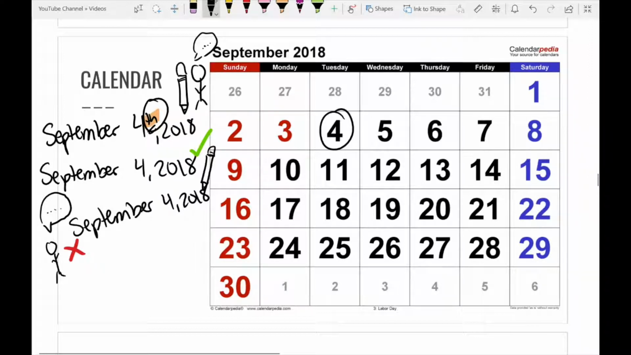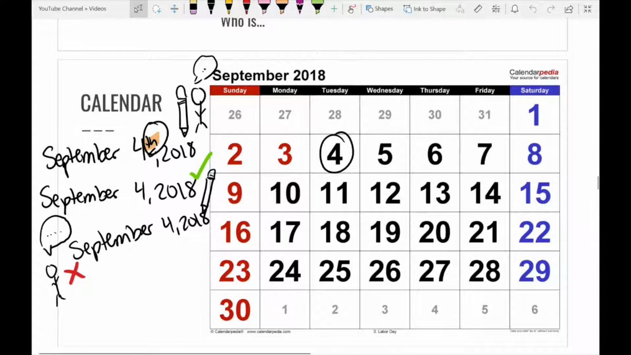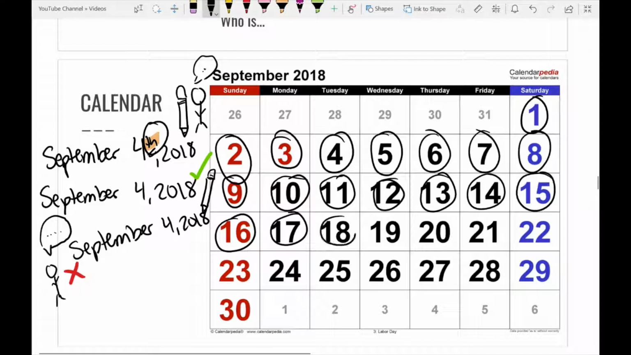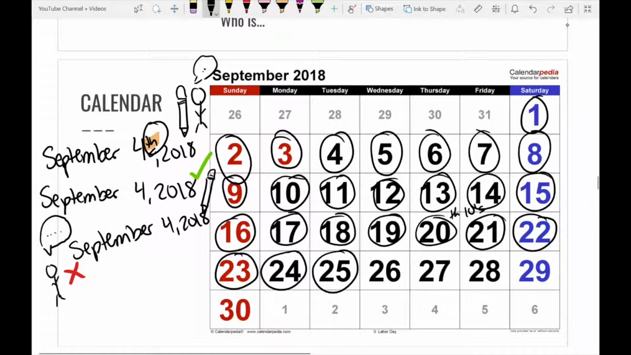Okay, so if you're not sure, again, just use the ordinal number, but make sure that you are, in fact, using it. Just to review, this one would be September 1st, September 2nd, September 3rd, 4th, 5th, 6th, 7th, 8th, 9th, 10th, 11th, 12th, 13th, 14th, 15th, 16th, 17th, 18th, 19th, 20th, because that would fall underneath the tens category, 21st, 22nd, 23rd, 24th, 25th, 26th, 27th, 28th, 29th, 30th.